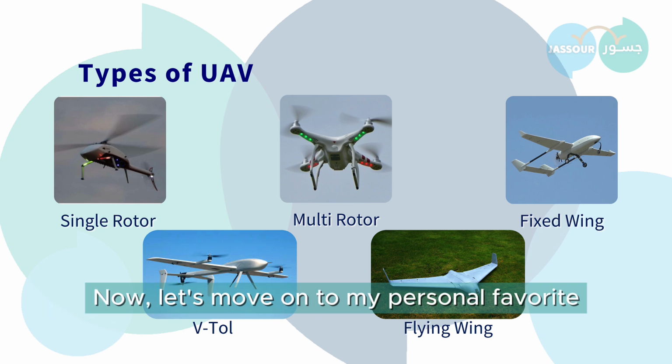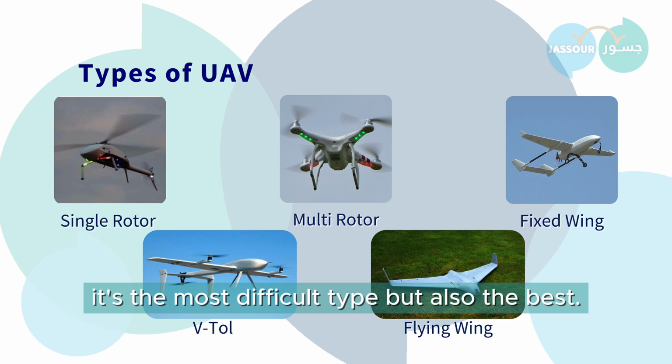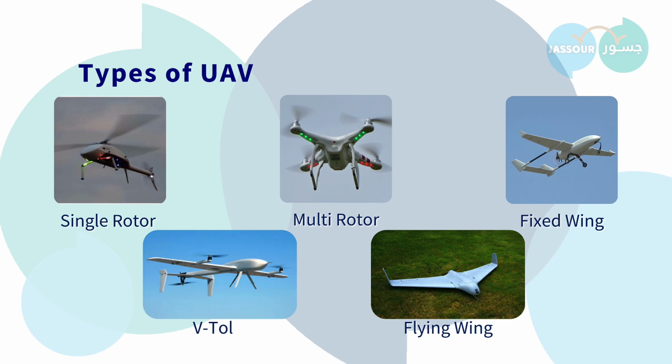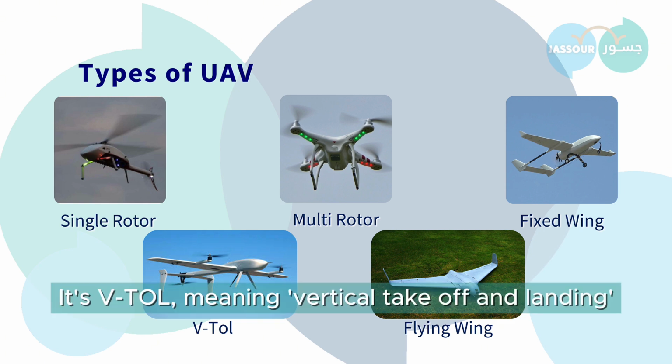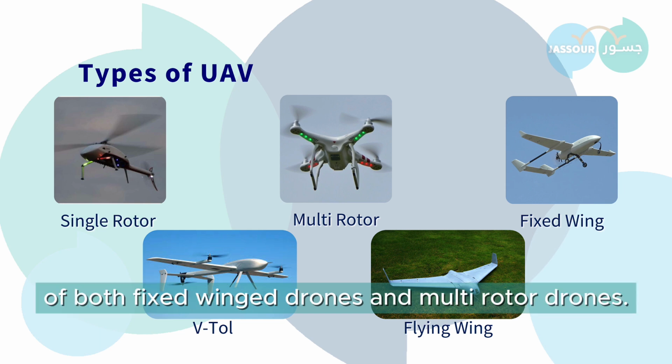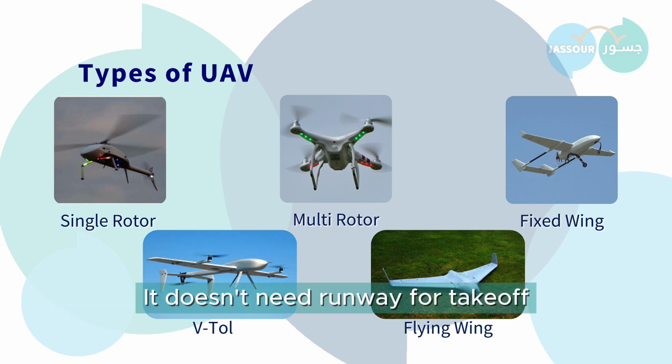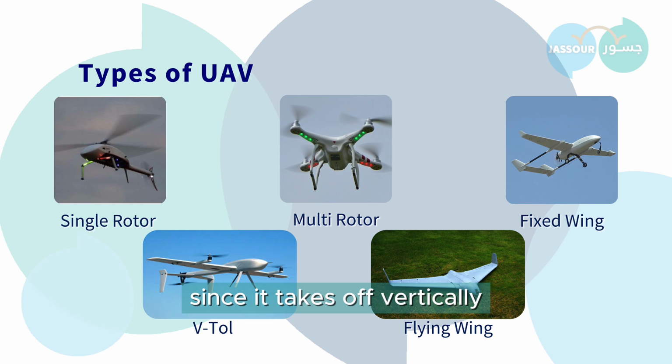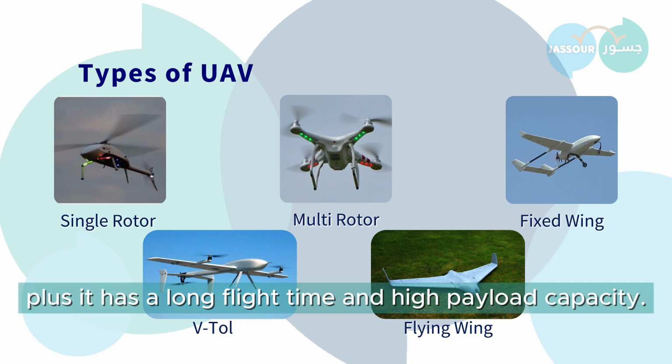Now, let's move on to my personal favorite. It's the most difficult type, but also the best. It's VTOL, meaning vertical takeoff and landing. It strikes the perfect balance, combining the advantages of both fixed wing drones and multi-rotor drones. It doesn't need a runway for takeoff, since it takes off vertically. Plus, it has long flight time and high payload capacity.